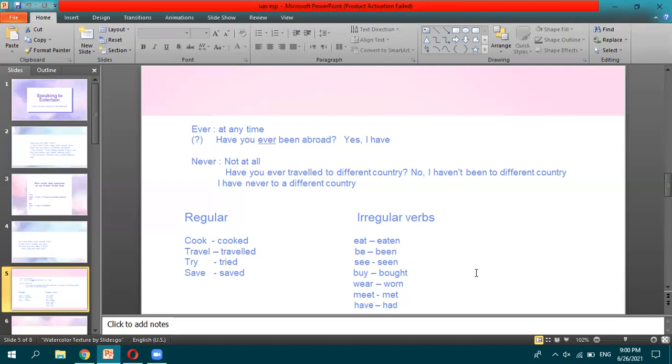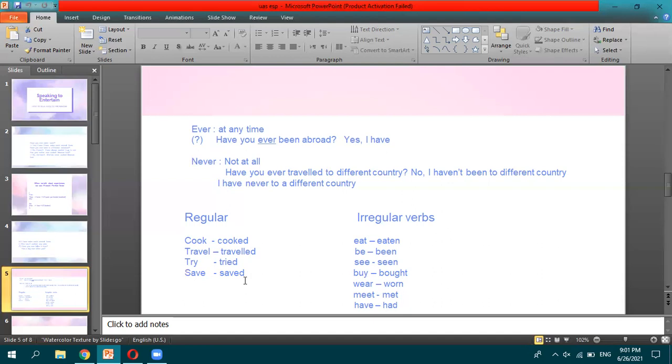Regular ones take an ed, just like the past form, so it's the same. Cook, becoming cooked. Travel, becoming traveled. Try, becoming tried. And save, becoming saved. There is ed, ed. So it's regular, it's the same as the past form.